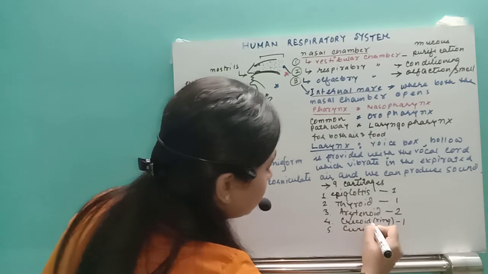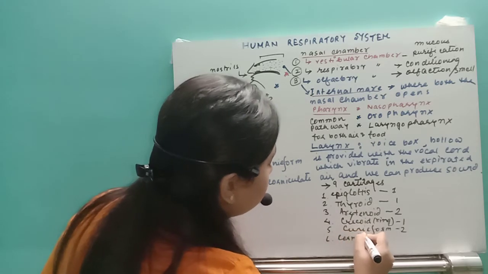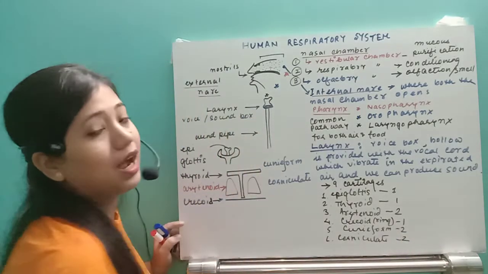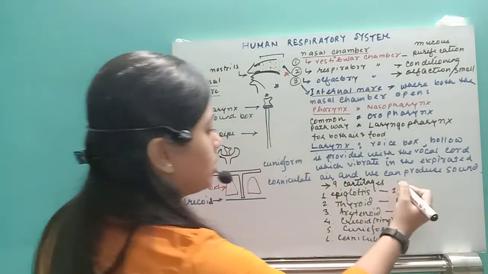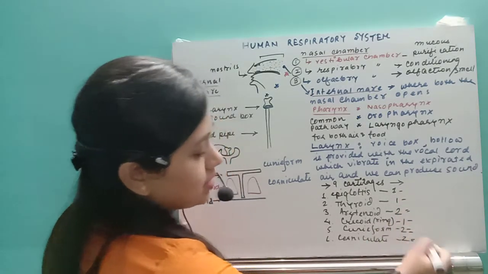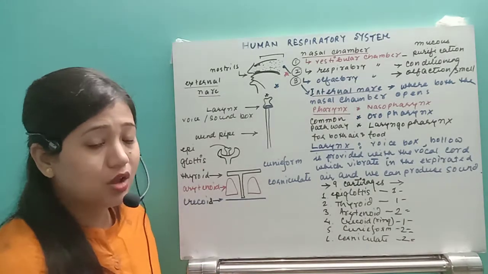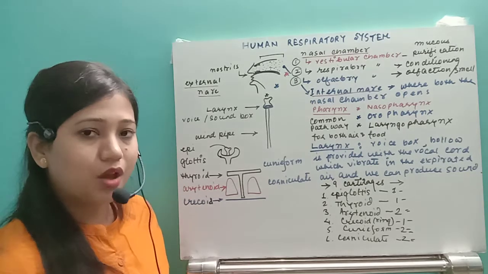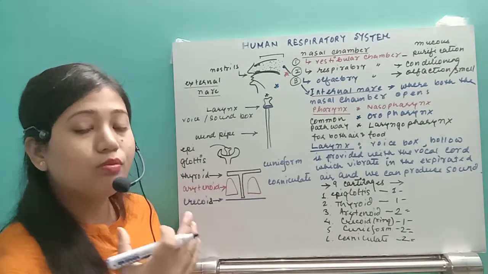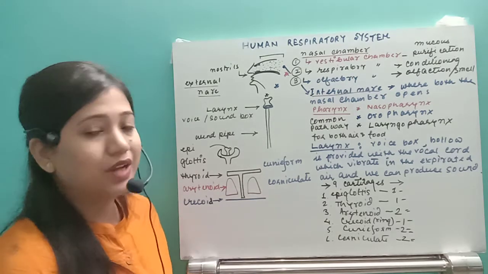Next one, cuneiform. This is two in number. And then we have corniculate. How many corniculate cartilages do we have? We have two. So as a total, let's count the number of cartilages we have. Epiglottis 1, 2, 3, 4, 5, 6, 7, 8, 9. So in the region of the larynx, the sound box or voice box which can produce sound, a completely hollow box-like structure, from the outer side it is made up of 9 cartilages.